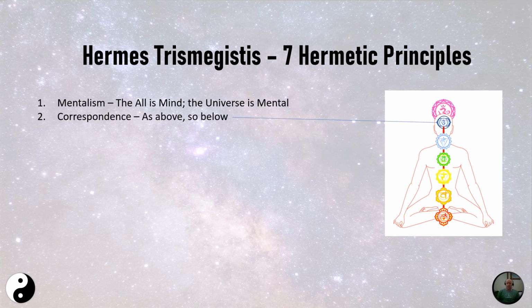The second one is the law of correspondence: as above, so below, as within, so without. So what it's really saying is that the microcosm is the same as the macrocosm. The atom is the same as the black hole. Everything that is small is just a bigger model of the macrocosm and the microcosm. If you look into the idea of fractality, that's really interesting.